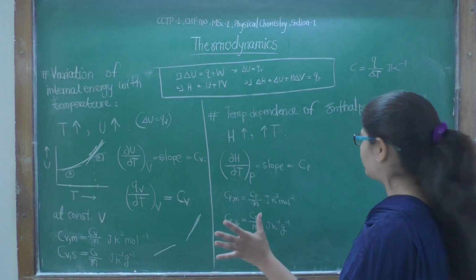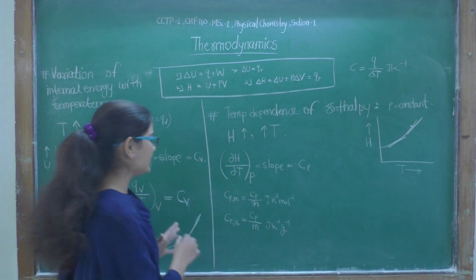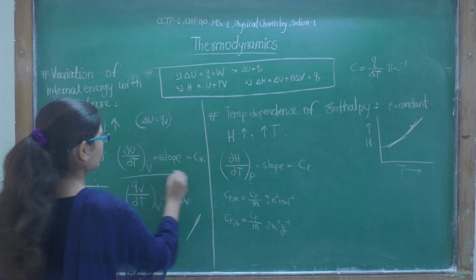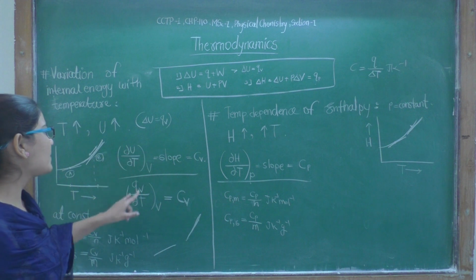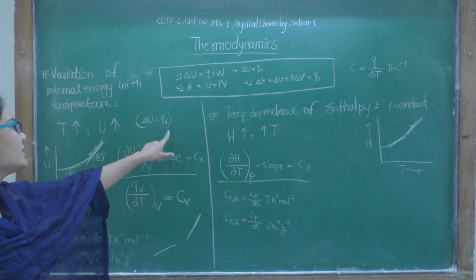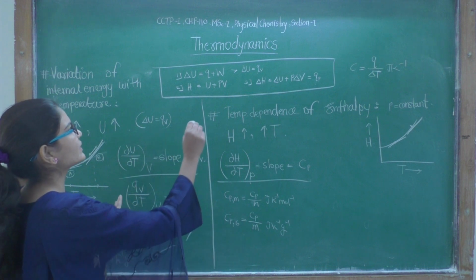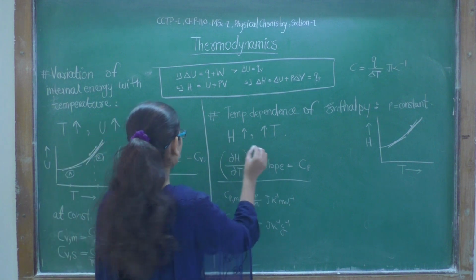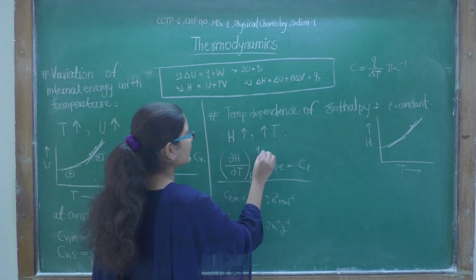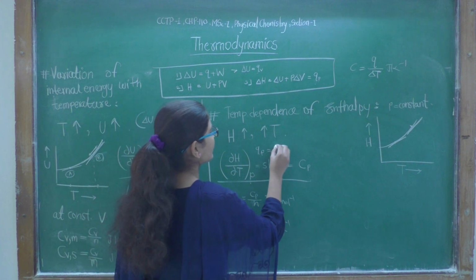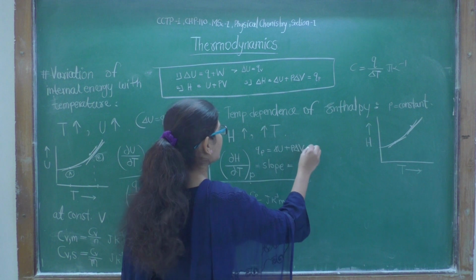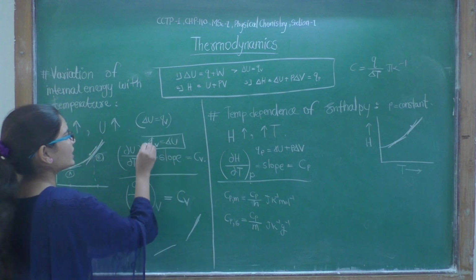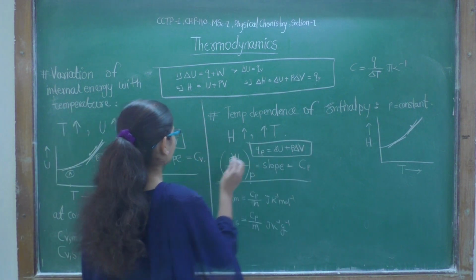Now let's compare these two. What will be the relation between Cp and Cv? We know that delta U is equal to Qv, and here delta H is equal to Qp. But Qp is equal to delta U plus P delta V, while Qv is equal to only delta U. Got it? This is the main difference.